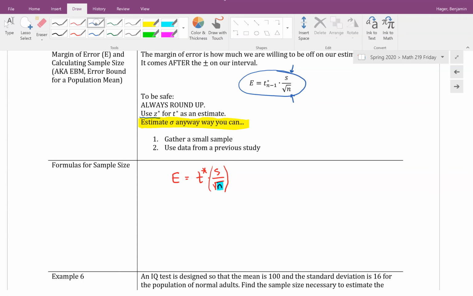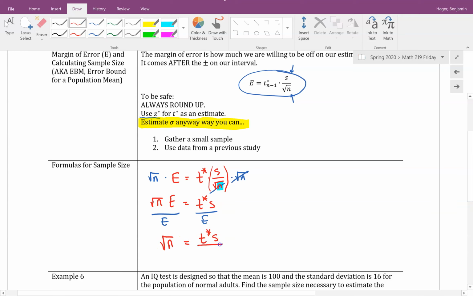So the first thing I'm going to do is get it out of the denominator. I'm going to multiply both sides by the square root of n. That way they're gone over here, and I get the square root of n times e, my error, is equal to my critical t value times s, the standard deviation. I can then divide by the error to move it to the other side, and I get the square root of n, my sample size, is my critical t-score times the sample standard deviation over the error that I'm okay with.